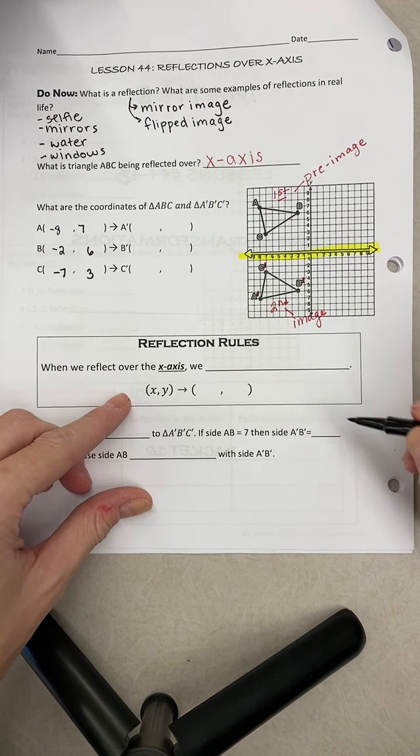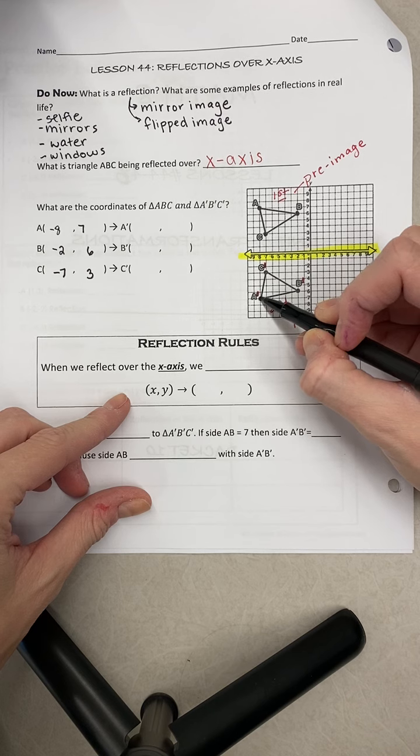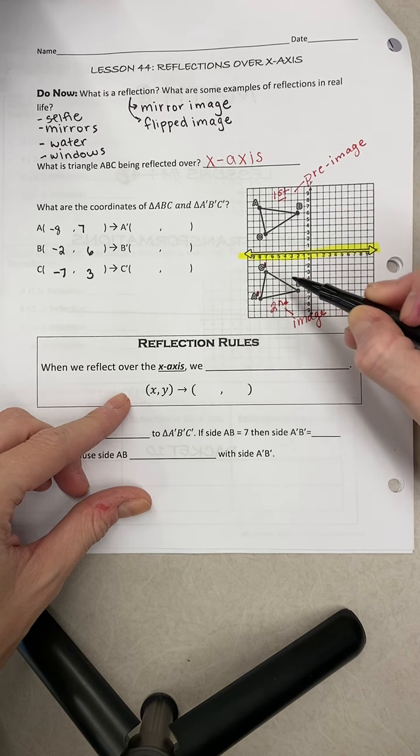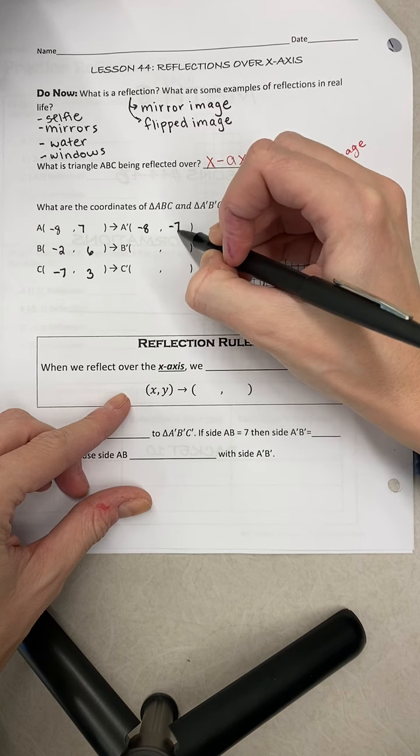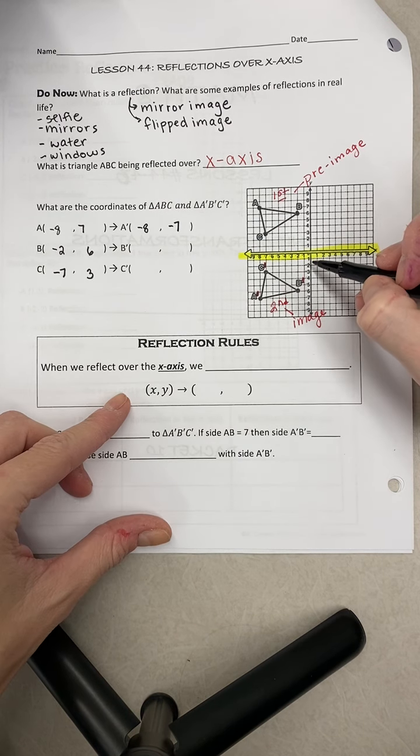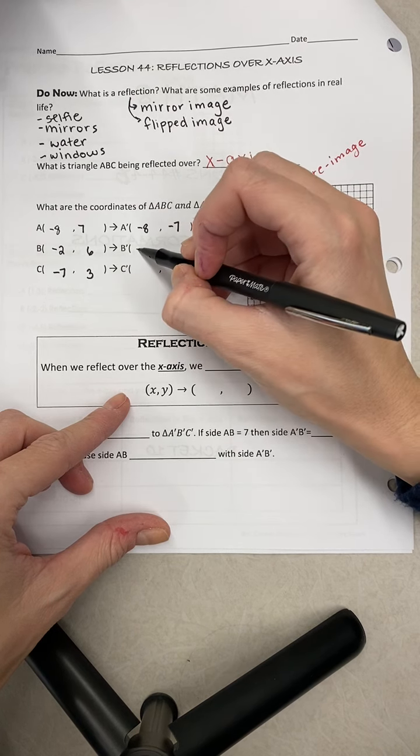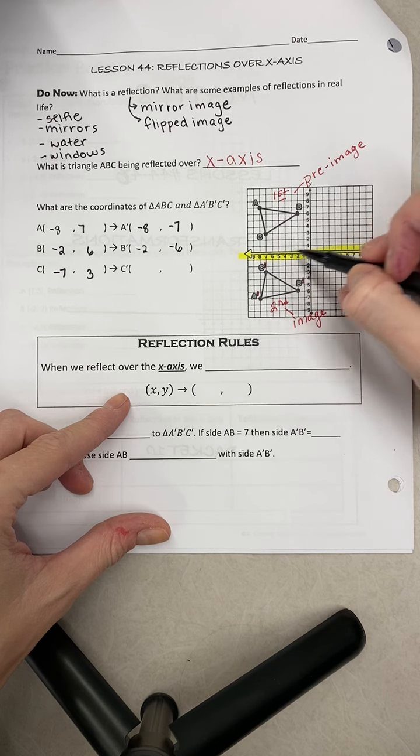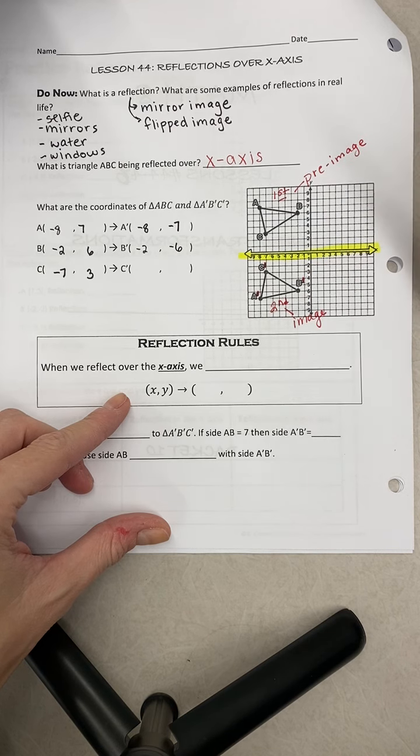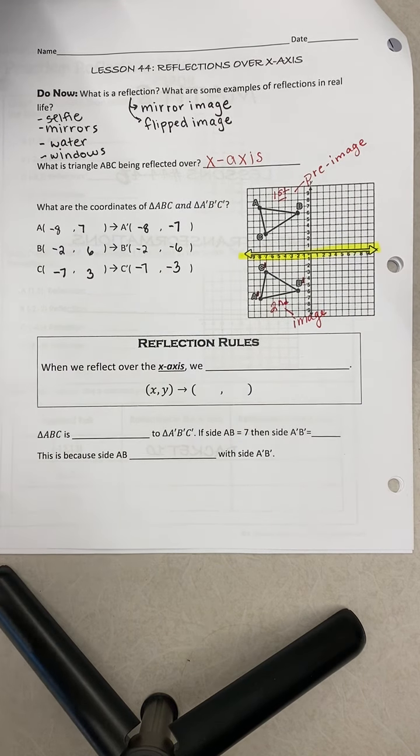Okay, then we need to write down our coordinates for A prime, B prime, and C prime. So the coordinates for A prime are -8, -7. The coordinates for B prime are -2, -6. And the coordinates for C prime are -7, -3.